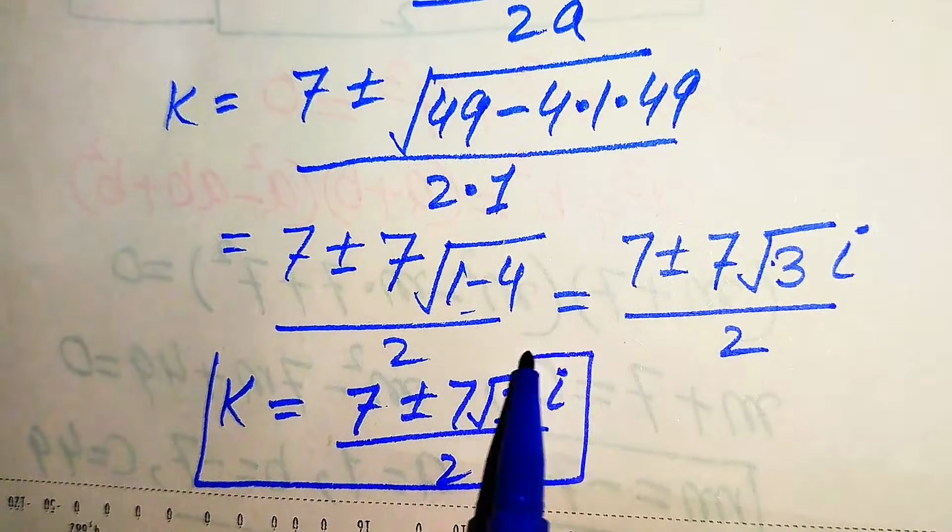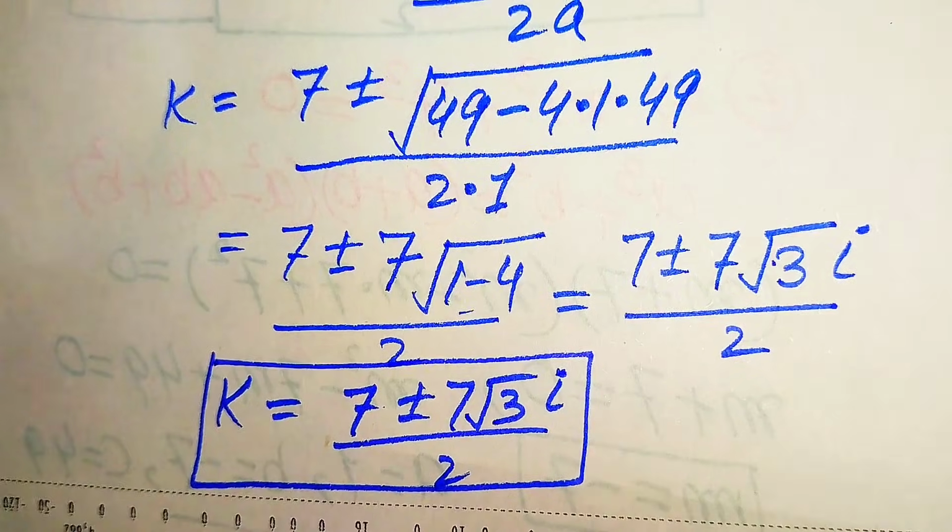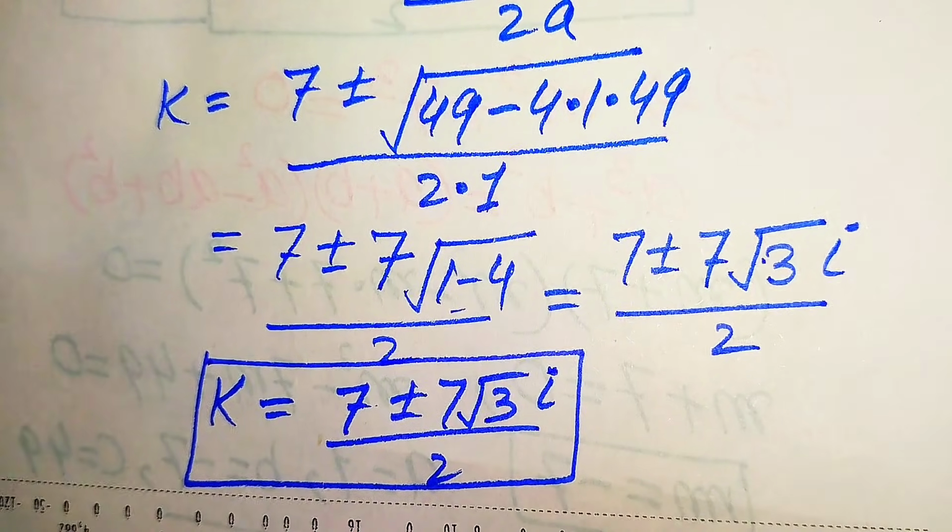These are the other complex roots of the given equation which we get from the second case. So this is the final answer.